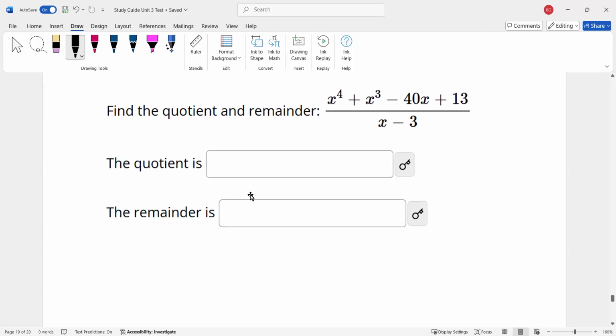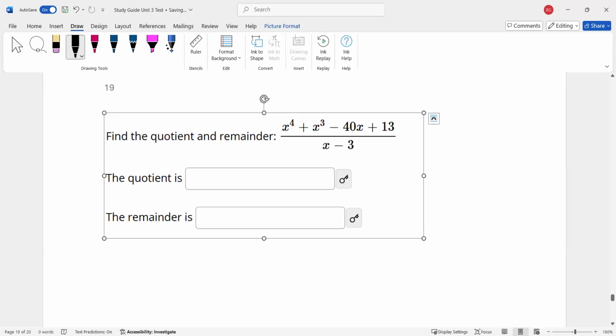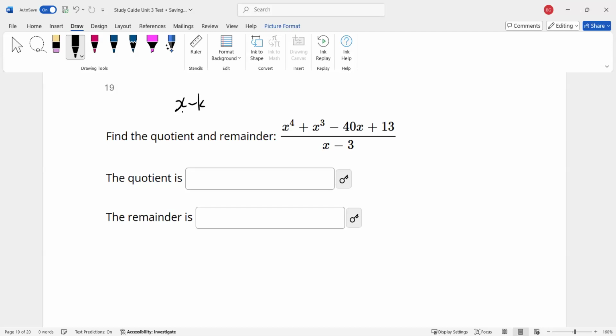This one we can do with the synthetic method to find the quotient and remainder. This is about the division of two polynomials. The good thing is the denominator, the divisor, is in the format x minus k. K here is 3. So we can use the synthetic method. Let's write the numerator in standard form: x to the power of 4 plus x cubed. We're missing x squared, so the coefficient of x squared is 0. Very important, otherwise you mess it up. Minus 40x plus 13.